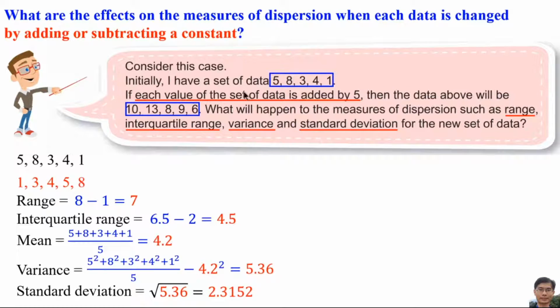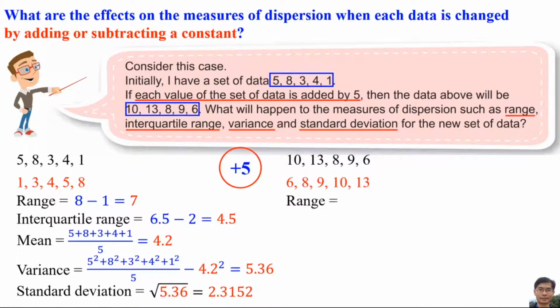Then each value of the set of data is added by 5. Become 10, 13, 8, 9 and 6. Then we sort this from small to big. Then we find the range is equal to 13 minus 6 equal to 7. The interquartile range is equal to, what value minus what value? Please answer.